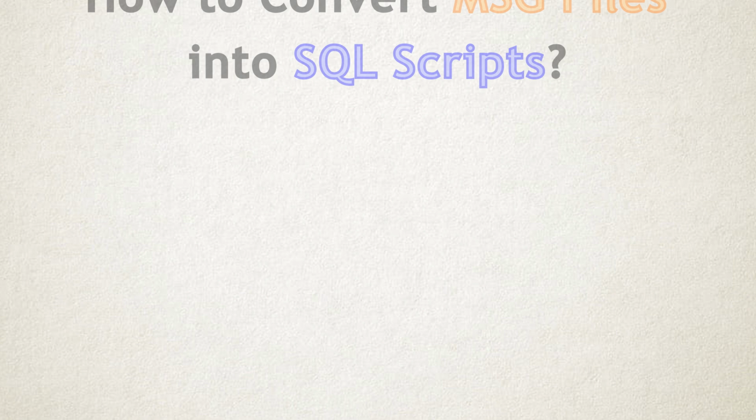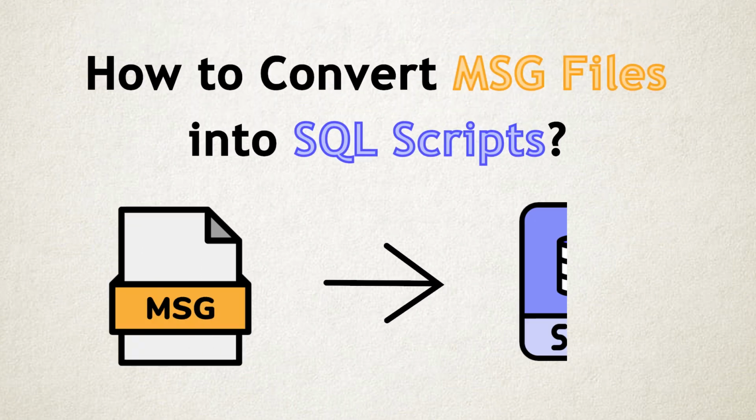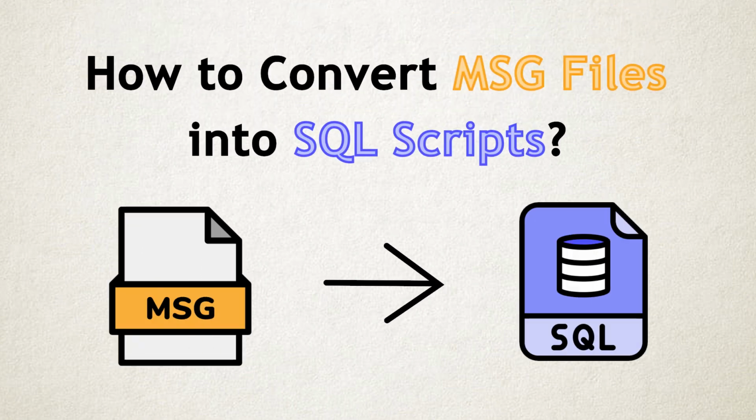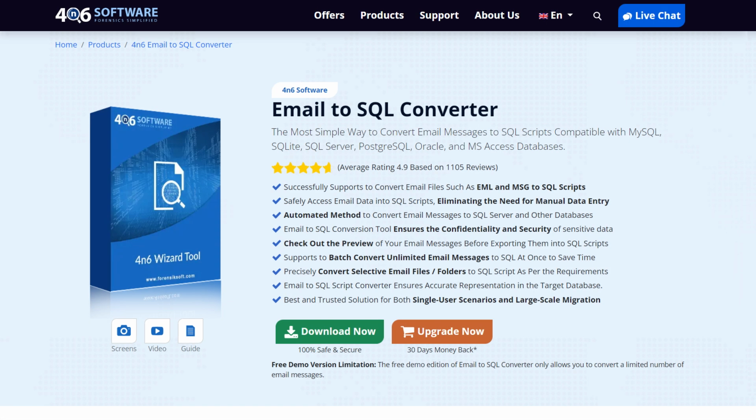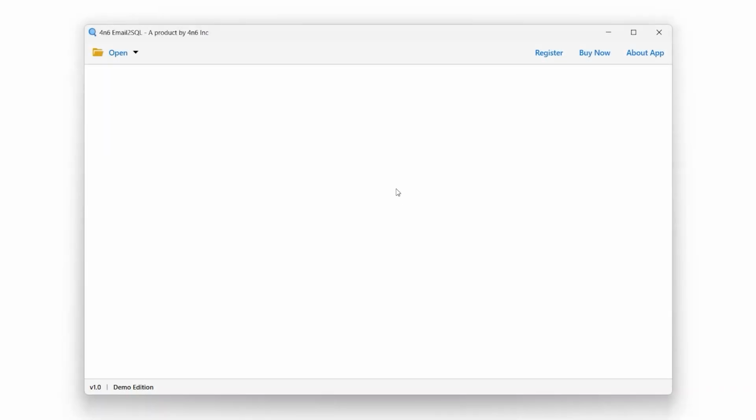How to convert MSG files into SQL scripts. In this tutorial, we will show you the step-by-step process to convert MSG files into SQL scripts using Forensics Email to SQL Converter software. To install the Forensics Email to SQL Converter software, download it from the link in the video description. After installation, simply launch it.